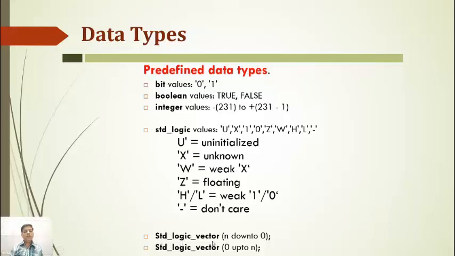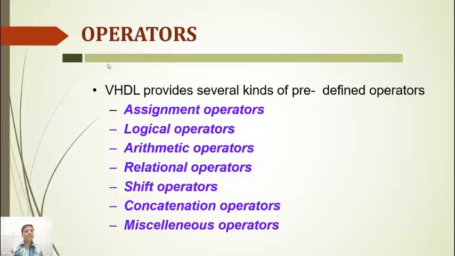Standard_logic_vector n down to 0 is considered for 4-bit values, so 3 down to 0, that is A0, A1, A2, A3. Standard_logic_vector 0 up to n. In this way we define the predefined data types. Bit values 0, 1, boolean values true and false, integer values minus 2 to the 31 to plus 2 to the 31 minus 1, 9 value logic, and standard_logic_vector 3 down to 0 and standard_logic_vector 0 up to n, or 0 to 7.